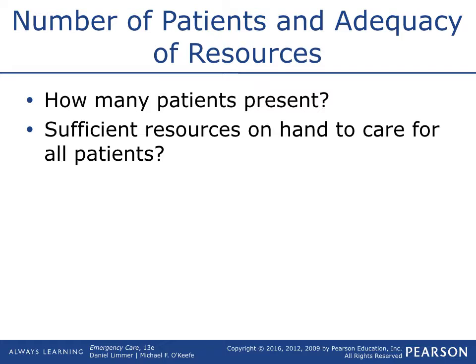How many patients are present? Number of patients and adequacy of resources, which we covered in the beginning: if there are 4 people in the car and the car rolls, you've got 4 patients. What kind of resources do you need to make that happen? You need quite a bit, and you need to get them moving. Preferably, the longer you wait, the more dangerous it gets for the patient and for yourself.